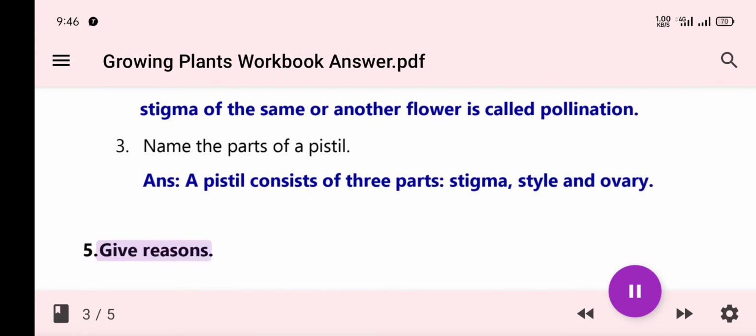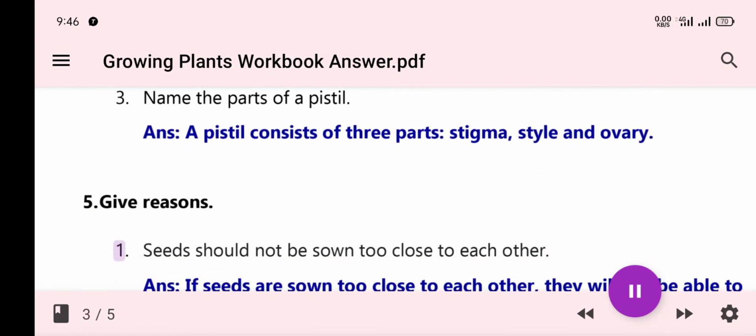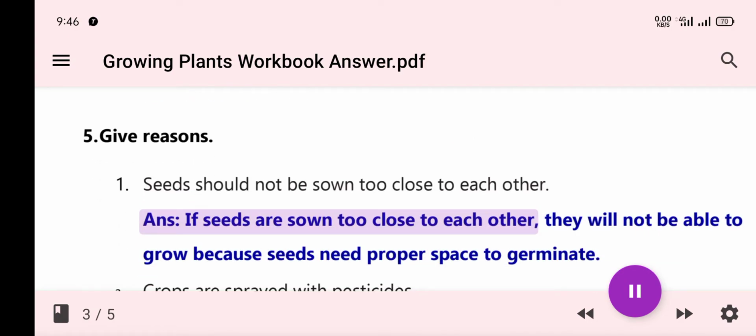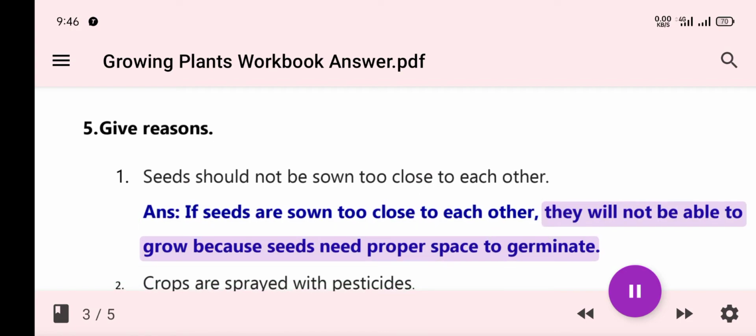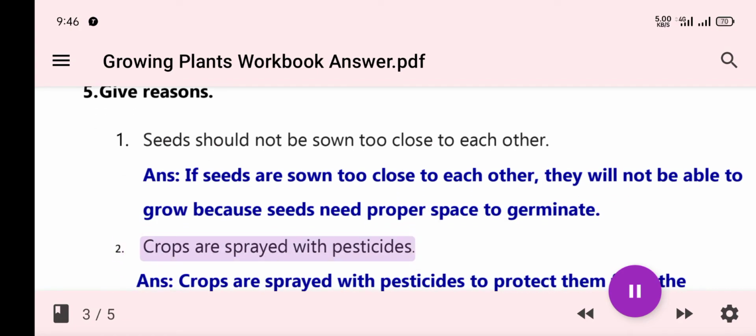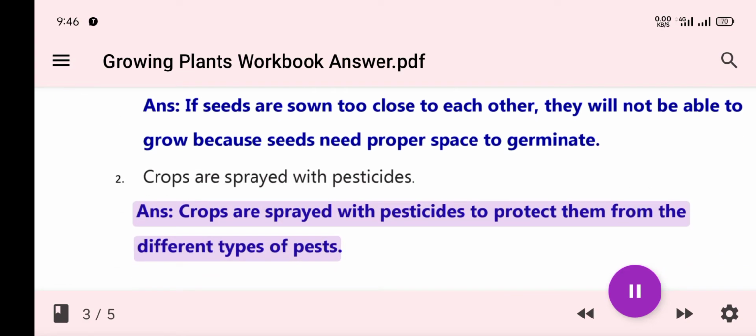5. Give reasons. 1. Seeds should not be sown too close to each other. If seeds are sown too close to each other, they will not be able to grow because seeds need proper space to germinate. 2. Crops are sprayed with pesticide. Crops are sprayed with pesticide to protect them from the different types of pests.